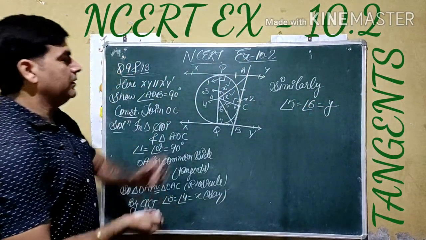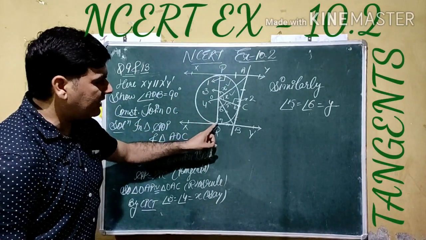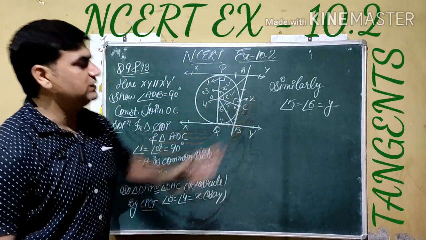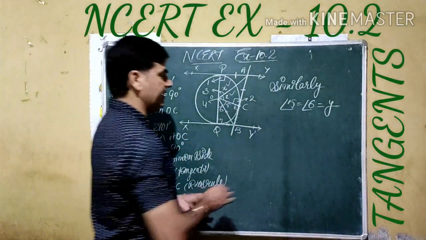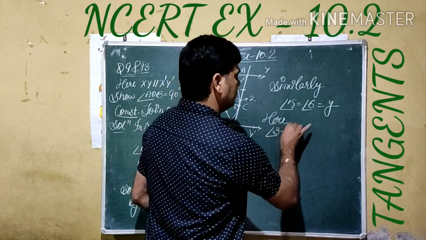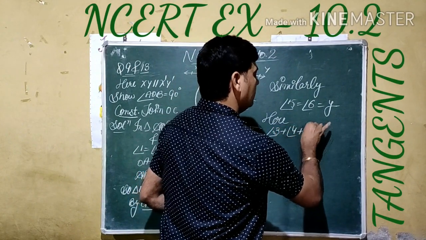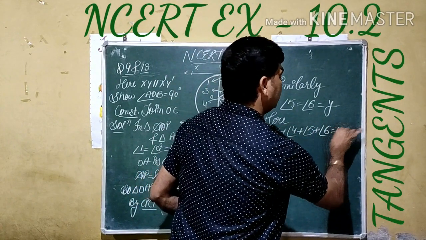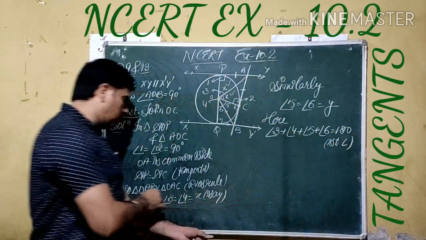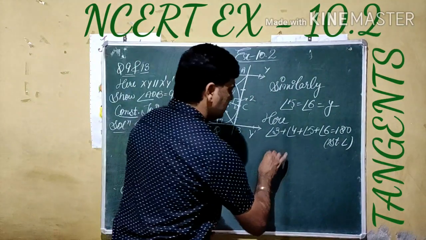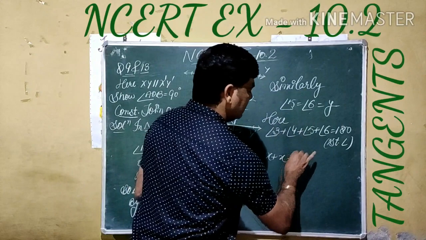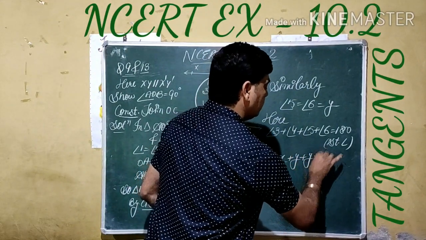As we see here, POQ is a diameter. So the sum of all the angles on the same side of a line segment is 180. Here, angle 3 plus 4 plus 5 plus 6 is equal to 180 because it is a straight angle. Angles 3 and 4 we are giving the name X, so X plus X. 5 and 6 we are giving the name Y. Change it. Is equal to 180.